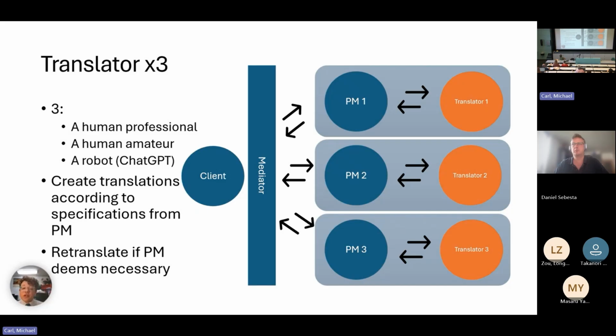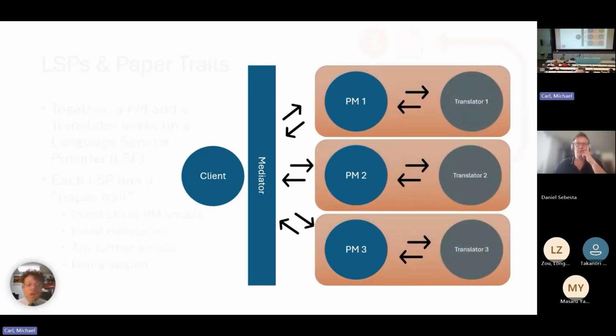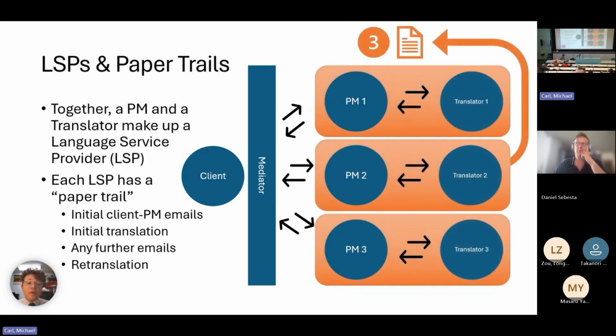And none of these translators ever came into contact with the client. They interacted with their PM to receive translation jobs in order to satisfy the client's requests. That always included an initial translation and a retranslation if the client asked for one and if the project manager agreed. So the PMs worked with the translators of the corresponding type, from human expert to human amateur to AI system, together forming a complete language service provider, or LSP.